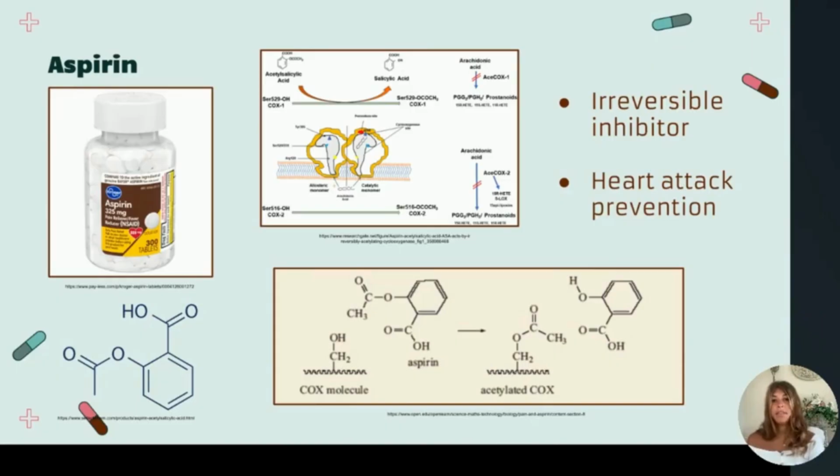Aspirin is different from many other NSAIDs because it works as an irreversible inhibitor. Instead of temporarily blocking the enzyme, aspirin permanently changes the COX enzyme by adding an acetyl group. The body has to make a new enzyme before it can work again. Because of this unique action, aspirin is also used in low doses to help prevent heart attacks and strokes. It reduces the ability of platelets to stick together and form blood clots. So aspirin has two major uses. Higher doses help reduce pain and inflammation, while low doses are commonly used to protect against cardiovascular disease.